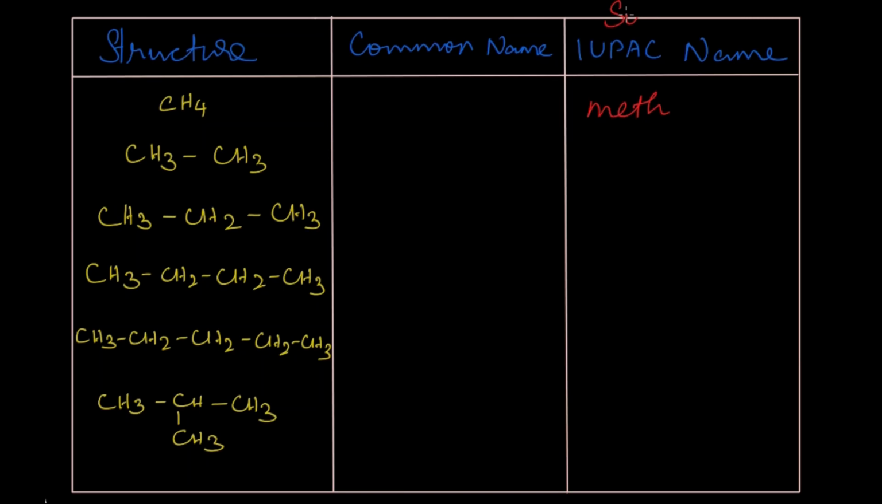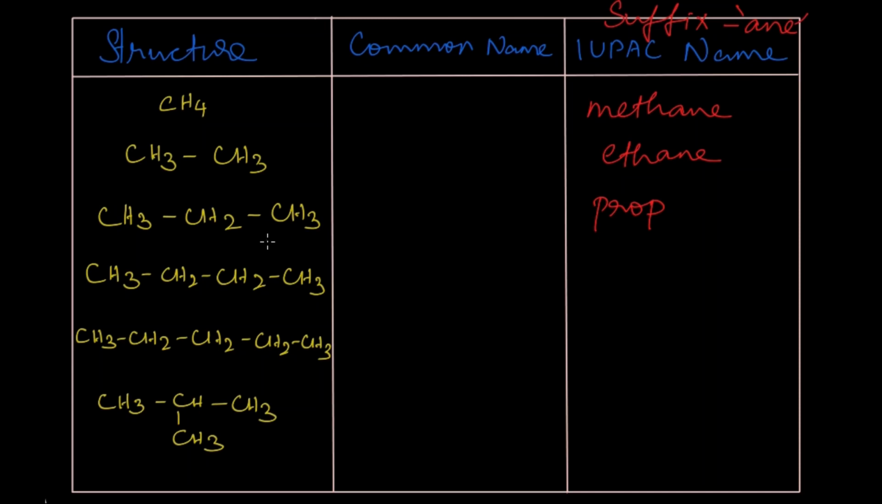Here there are two carbons, so the prefix will be eth. The functional group is a single bond, so the suffix should be ane. So ethane. Here there are three carbons, so prop, and the functional group is a single bond and the suffix will be ane, propane.